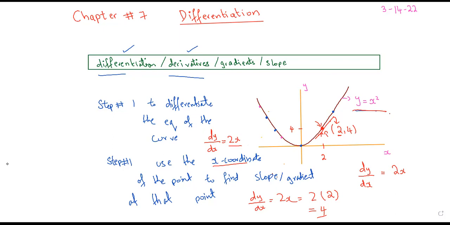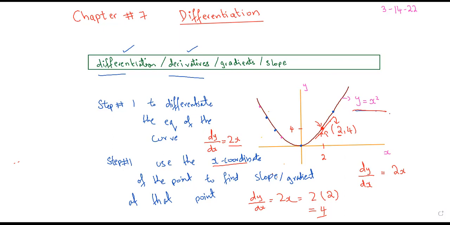I'll repeat it one last time. Some of the students have joined late, and then we will talk about how to differentiate exactly. Okay, now we are on the seventh chapter. This is one of the most important chapters in our syllabus, and that is differentiation. Differentiation, derivatives, gradient, slope. These four terms are exactly the same.